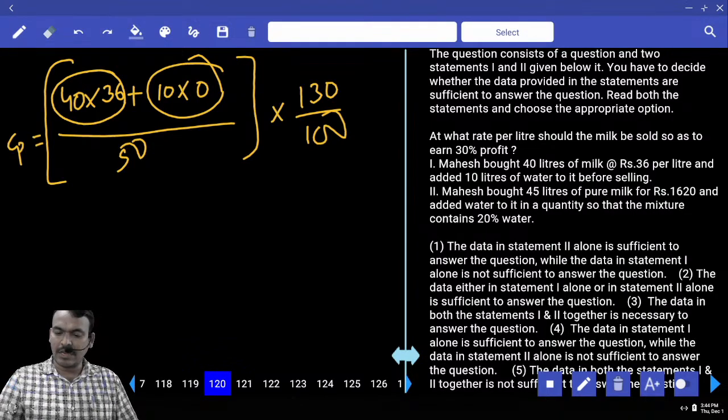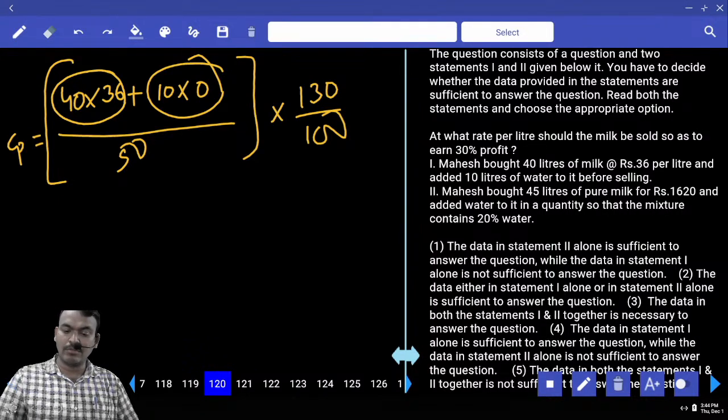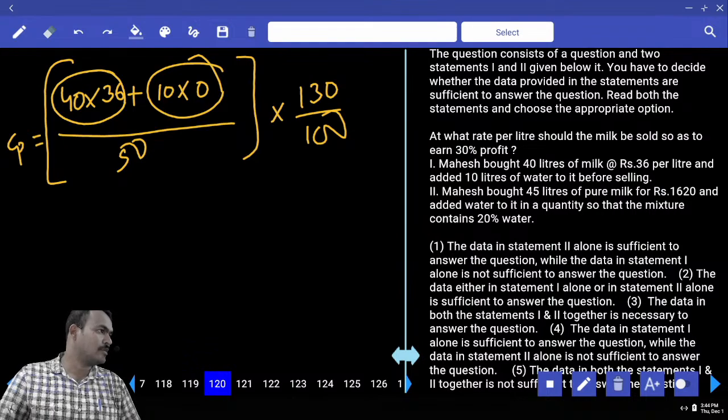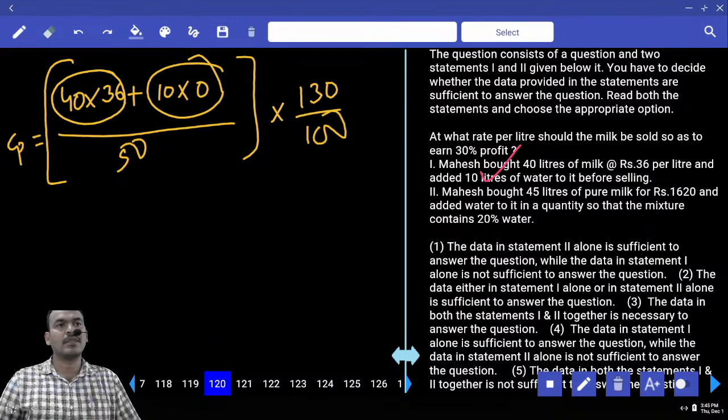What is the question here? At what rate per liter should the milk be sold to earn how much percent profit? 30% profit or not? Means we get the selling price per liter value or not? Then statement 1 alone is sufficient or not sufficient? Sufficient. What is the second one?